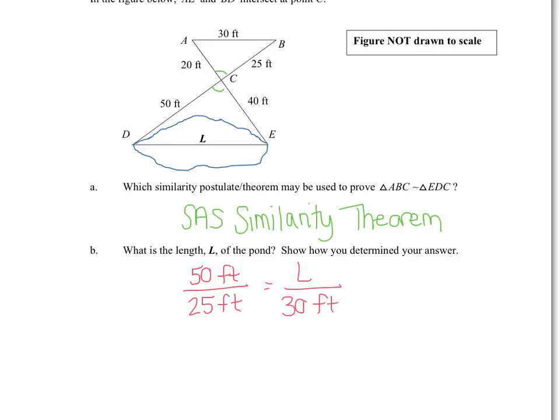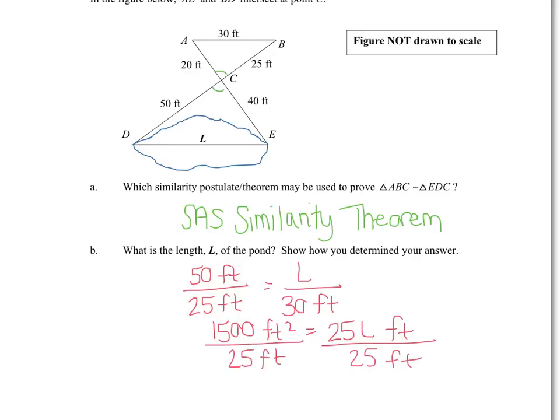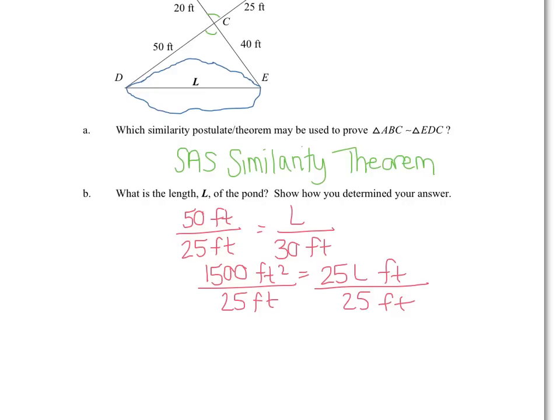So 50 times 30 is 1,500. It's going to be feet squared. Equals 25 times L feet. If I divide by 25 feet on both sides, what I'm going to have is 1,500 feet squared divided by 25 feet is 60 feet, which equals L. So the length of the pond is going to be 60 feet.